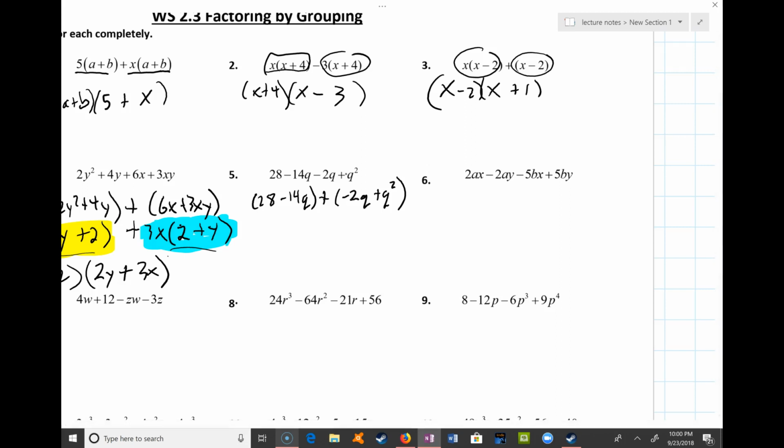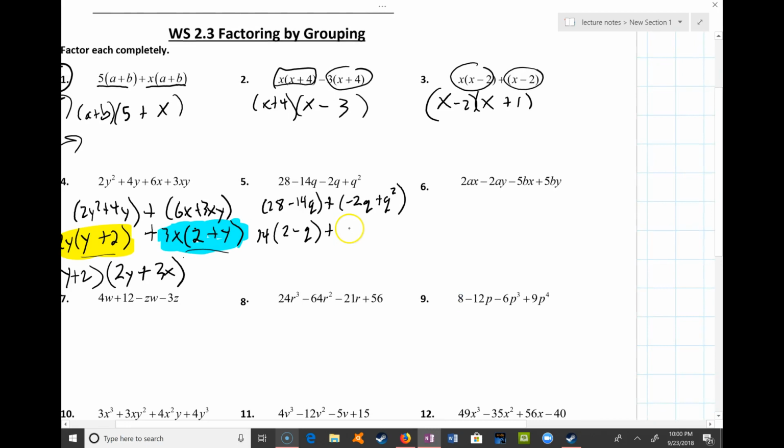So now I'm going to look at both terms and try to factor something out of them. So when I look at the first term, it looks like 7 is common to, actually 14 is common to both. So I would take out a 14 and that would leave me with 2 minus q. And then over here, I'm going to factor out a q, and that would leave me with negative 2 plus q.